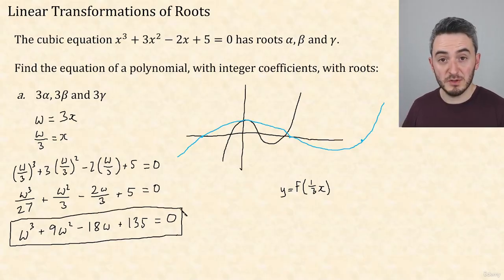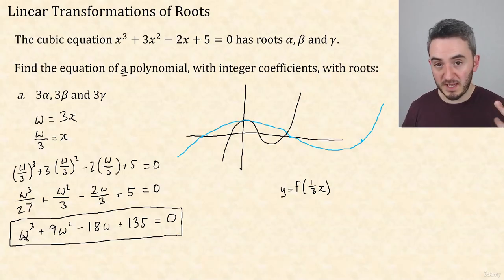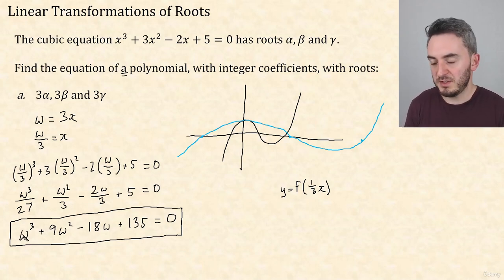And it's fine to give your answer in terms of w, they just said give me a polynomial. Now, notice they said a polynomial rather than the polynomial, because of course I could double this, right? I could just have 2w cubed plus 18w squared and so on, just double everything. But generally just aim for the simplest one, the one that can have no further simplification.